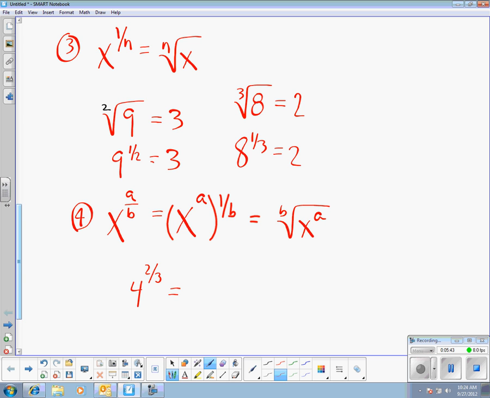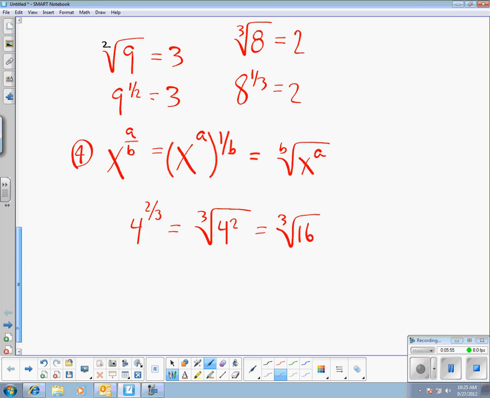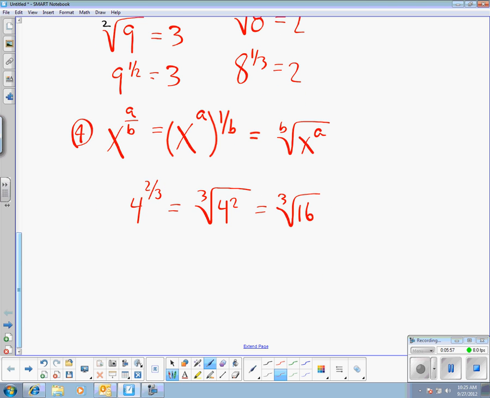That's the same as the cube root of 4 squared, which is the cube root of 16. I'm not sure what the cube root of 16 is. Let me make up one that's able to be simplified. How about 8 to the 2/3 power?